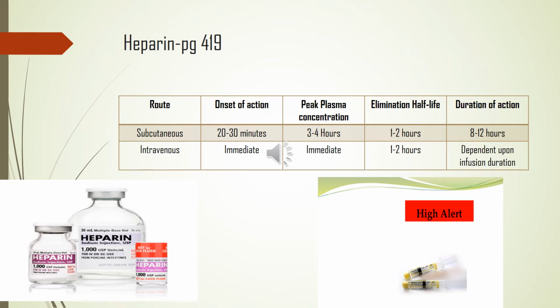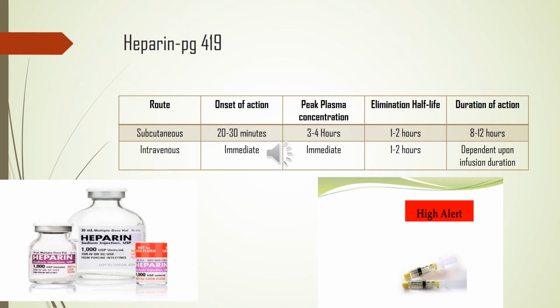Intravenously, the onset of action is immediate. Peak plasma is immediate. Elimination half-life is going to be the same as subcutaneous, 1 to 2 hours. Duration of action is dependent upon infusion duration. So basically that is just saying that the duration of action is going to be dependent upon how long you're going to run your IV heparin drip. If they're going to only do it for an hour, then the duration is probably going to be just an hour with that. It is a high alert medication.